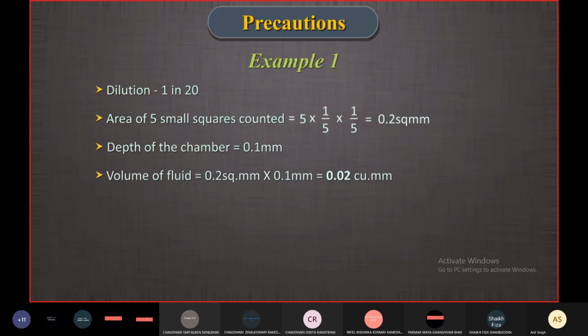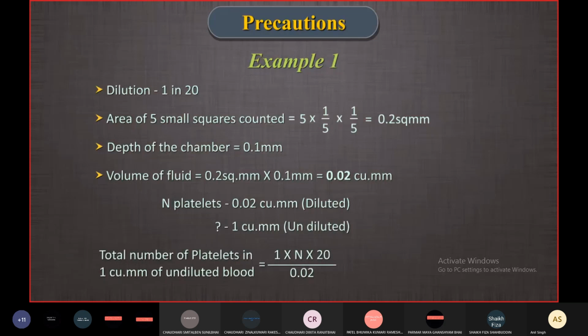Therefore, the volume of the fluid in the 5 platelet squares is equal to 0.2 square millimeter multiplied by 0.1 millimeter, which equals 0.02 cubic millimeters. As n was the total number of platelets in 5 smaller squares, that is, in 0.02 cubic millimeters of diluted blood, then the total number of platelets in 1 cubic millimeter of undiluted blood will be n multiplied by 20, that is the dilution factor, divided by 0.02, which is equal to n multiplied by 20 multiplied by 100 divided by 2, which is equal to n into 1000.